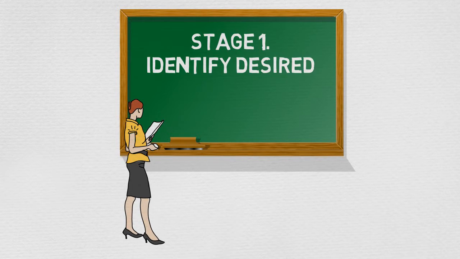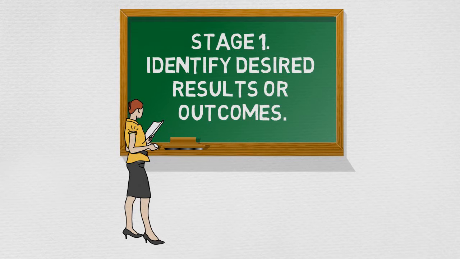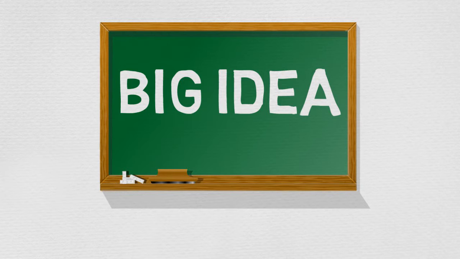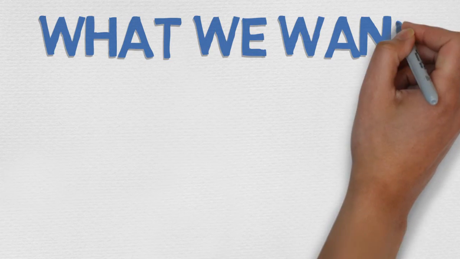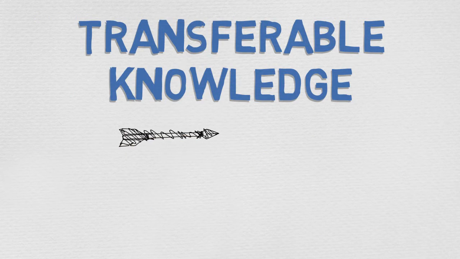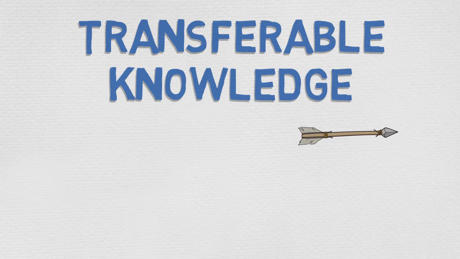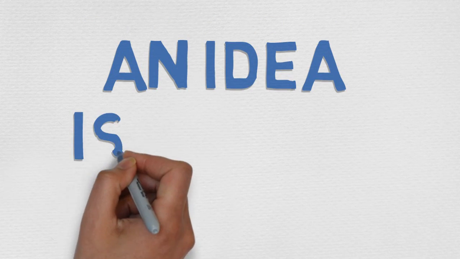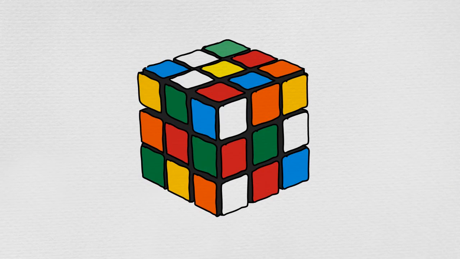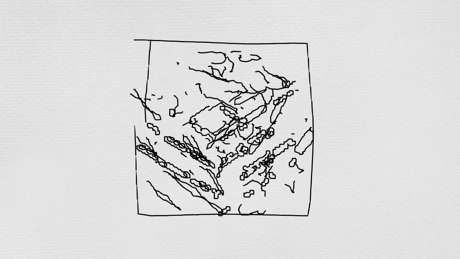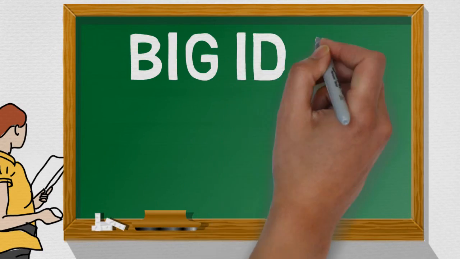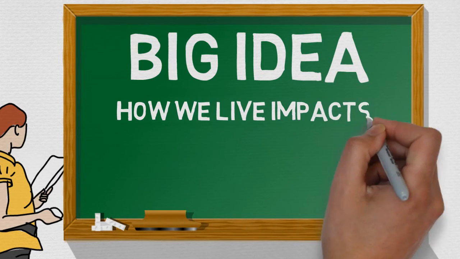The first one is identify desired results or outcome. In the first stage of the UbD framework, we consider the concept of the big idea. That is, what we want students to know and understand by the end of the unit, and the transferable and enduring goals that this knowledge will enable. An idea is considered big if it allows students to make sense of seemingly isolated and sometimes confusing facts and brings them together in a way that makes sense. And the big idea for my unit is how we live impacts the environment.